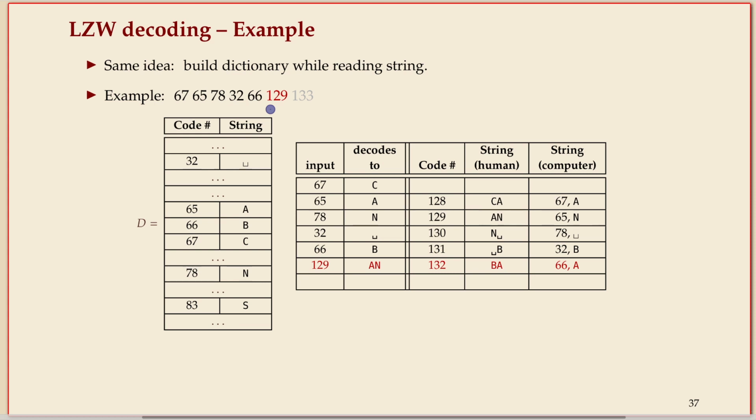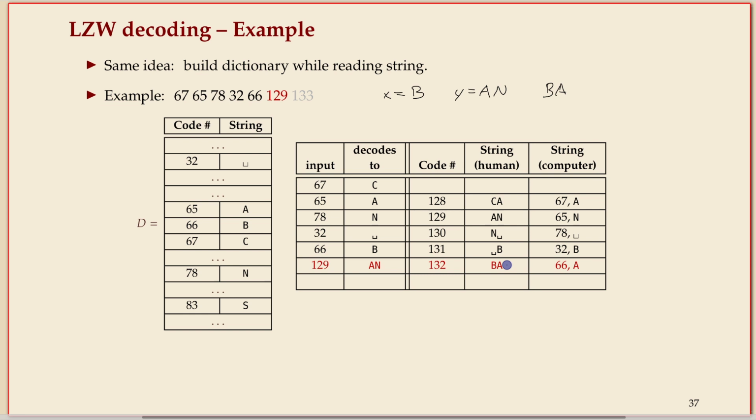So we have the 129. That's one of the phrases we added. So it decodes to AN. It's the first time we use one of these. So let me write one last time. Our previous phrase was the B. The new phrase is AN. So the first letter of AN is A, which means we add BA to the dictionary. And that's what you see here.